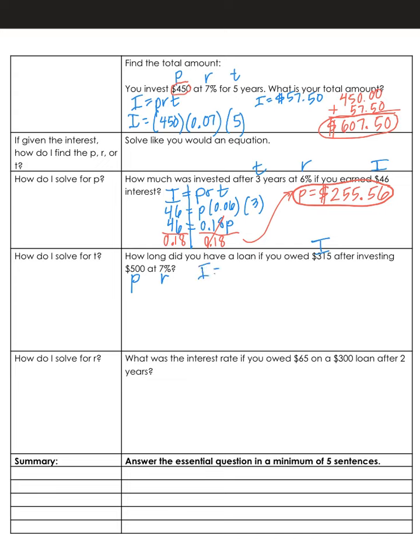Okay, so let's go ahead and fill in the information that we do know. We know that the interest is $315. We know that the principal amount is $500. We know that the rate is 7%, so we're going to write that as 0.07, or if you're really fancy, 7/100ths, right? And then we're going to put our T.